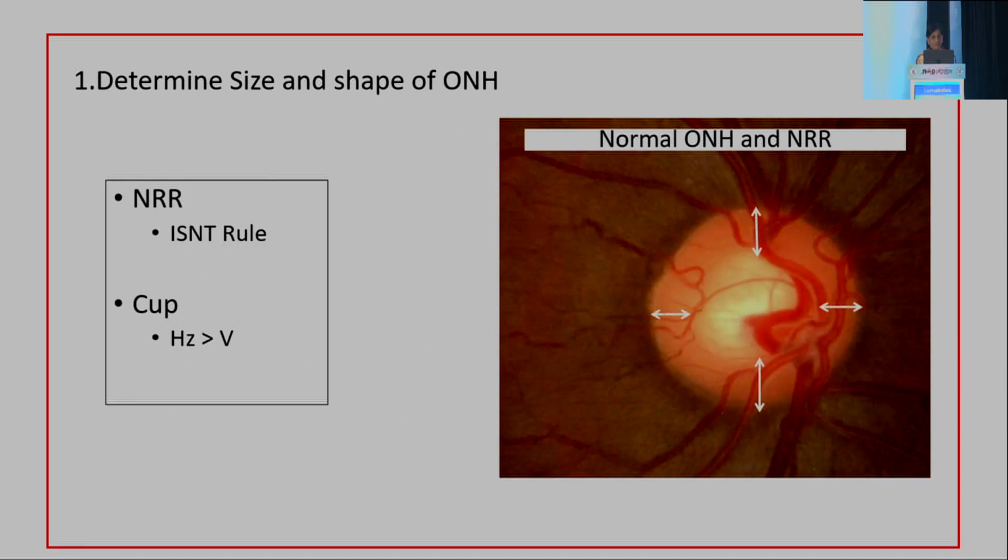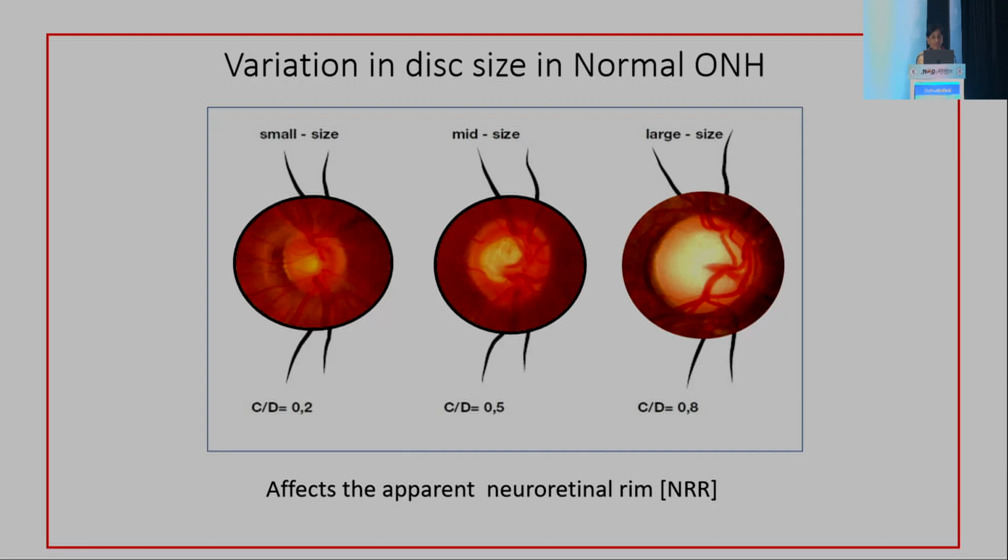Before that, we should know what a normal ONH looks like. It follows the ISNT rule. The horizontal cup is larger than the vertical cup. There is variation in disc size in the normal ONH also. Depending on that, the CD ratio can change, and this affects the apparent neuroretinal rim.